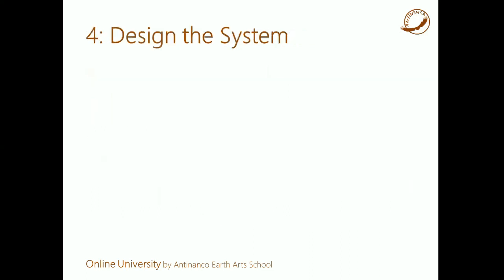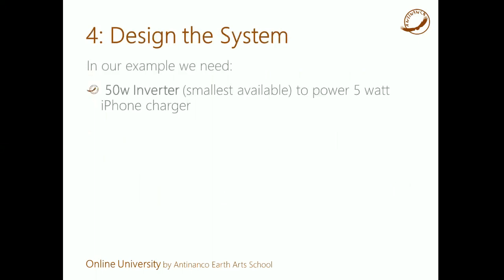Now let's design the system. Remember our example, we had 1 lamp and 1 iPhone charger. Let's build a system to support that. We need a 50-watt inverter. We have a 5-watt iPhone charger times 1.5, which is 7.5 watts. They don't really make an inverter that small. The smallest one is 50 watts, so that's what we're going to go with.